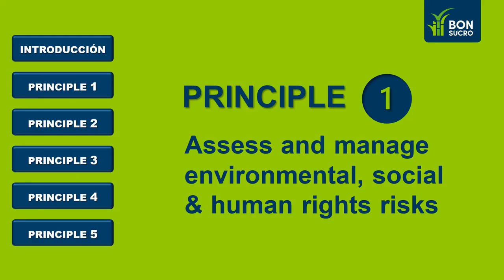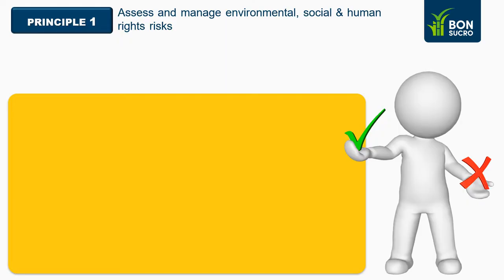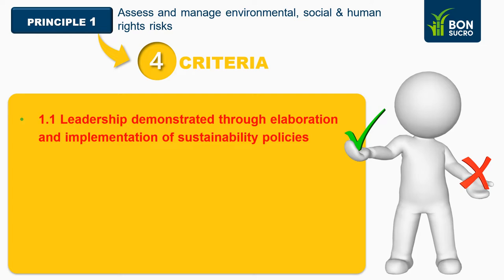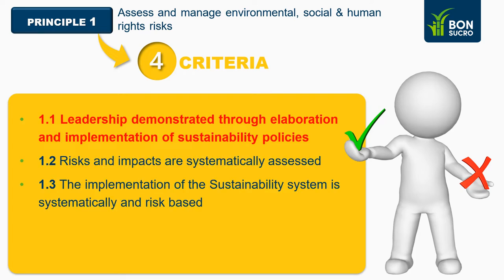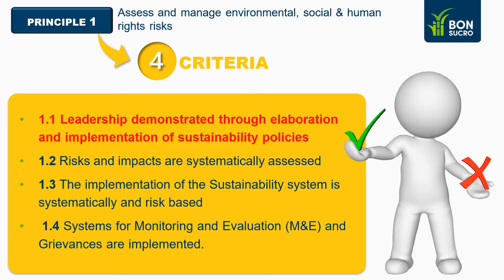Welcome to principle 1, assess and manage environmental, social and human rights risks. This principle is made by 4 criteria. Criteria 1.1, leadership demonstrated through elaboration and implementation of sustainability policies. This is what we will see first. 1.2, risks and impacts are systematically assessed. 1.3, the implementation of the sustainability system is systematic and risk-based. 1.4, system for monitoring and evaluation, M&E, and grievance are implemented. As we can see, this principle gives a tool for continuous improvement on the operation.